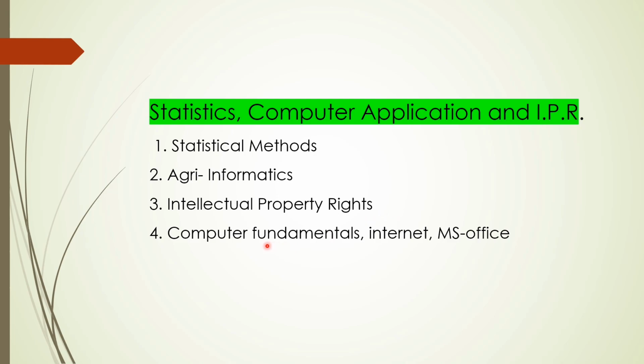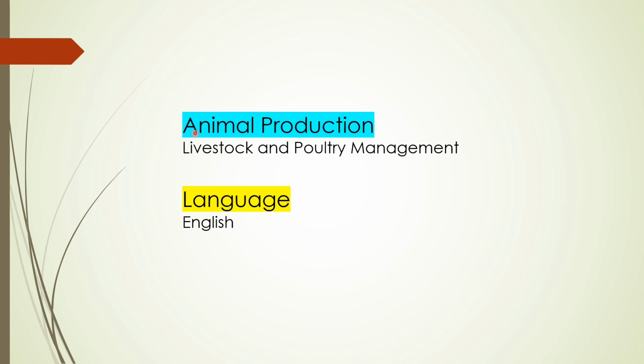And the next subject, computer fundamentals, internet and MS Office. From this subject we can learn about the MS Office, internet and operating systems and many things. And the next branch is animal production. The subject is livestock and poultry management. From this subject we can learn about the different breeds, like exotic breeds and the Indian breeds, and the feeding habits of the different animals, like cow, goat, sheep, buffalo and many topics we can learn.